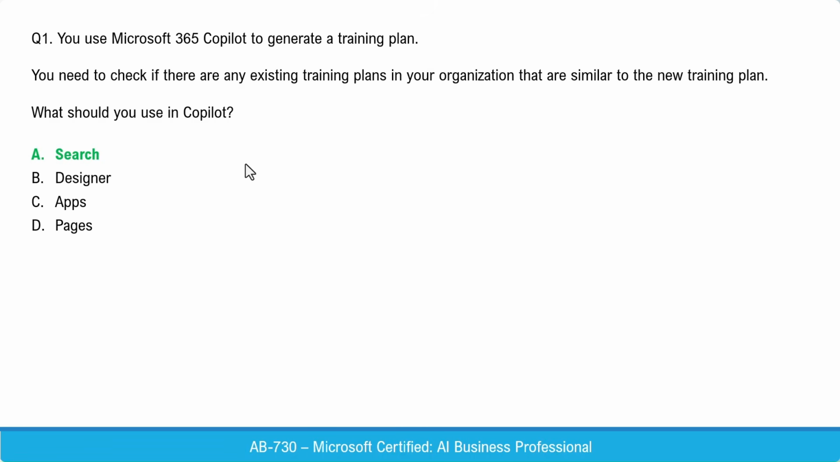Now let's quickly eliminate the other options. Option B, Designer, is used for creating and enhancing visual content like slides or images. It does not help you to find existing documents. Option C, Apps, simply gives access to different Microsoft 365 tools. It is not a search capability. Option D, Pages, is used to create and organize content, not to discover existing files. So only search directly meets the requirement.